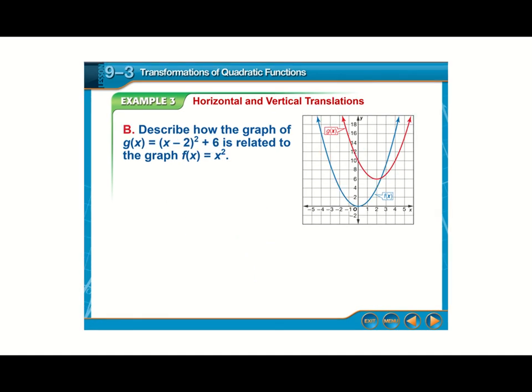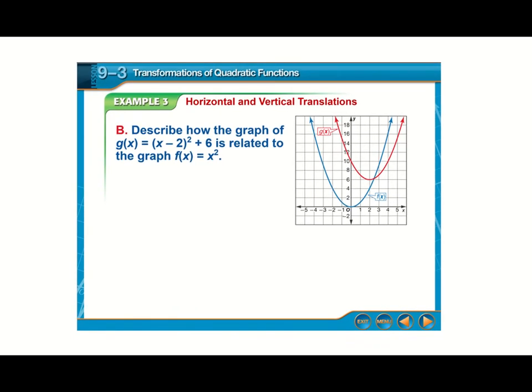I want you to tell me what you think, so pause the video real quick. Now, okay, since you have minus 2 inside, you're going to the right 2 and up 6.